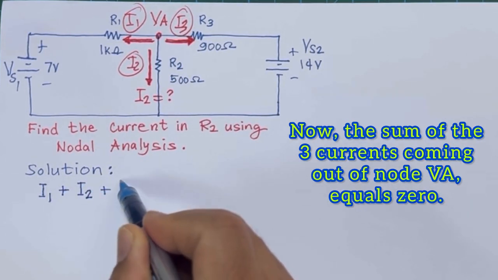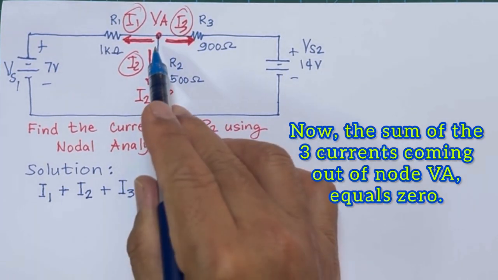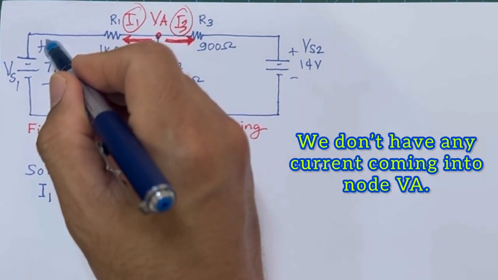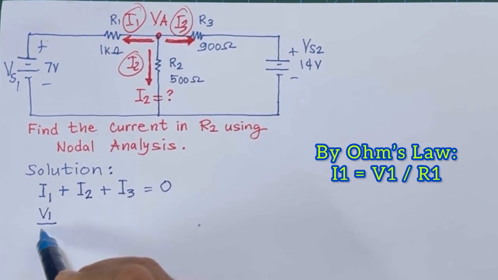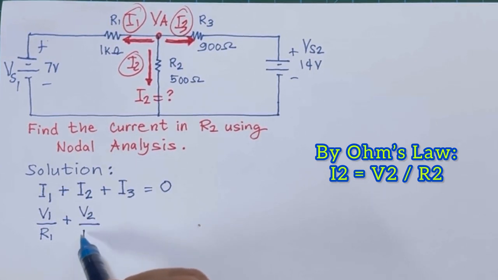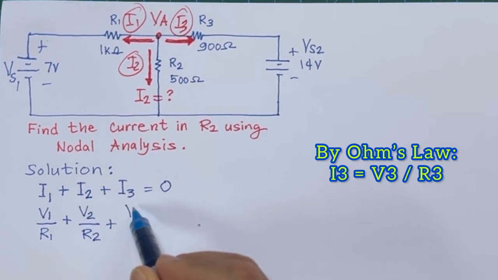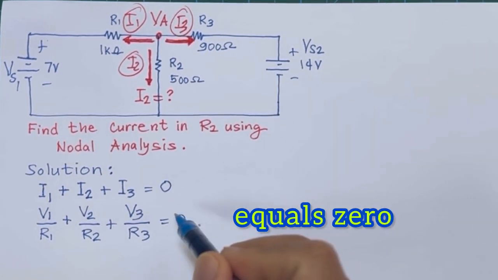Anyway, we have here I1 plus I2 plus I3 equals 0, and this is like Kirchhoff's current law. We can get I1 by Ohm's law, V1 over R1, plus V2 over R2 for I2, and V3 over R3 to get I3. All of them equal 0.